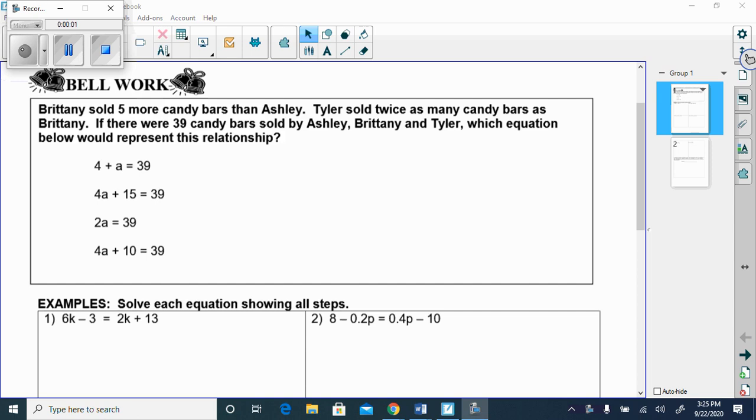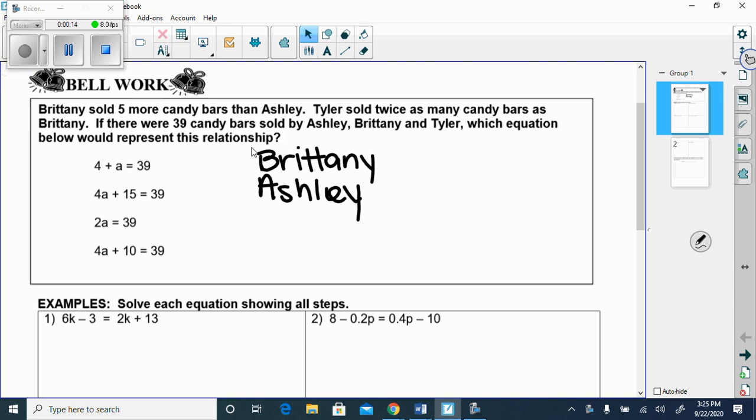Brittany sold 5 more candy bars than Ashley. So we already have 2 people: we've got Brittany and we have Ashley. Alright. Tyler sold twice as many candy bars as Brittany. So now we have Tyler too.